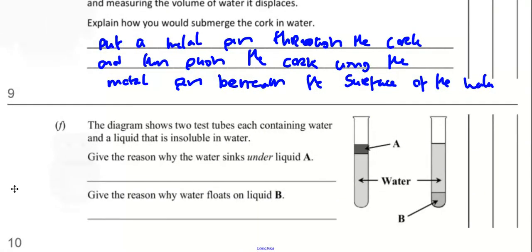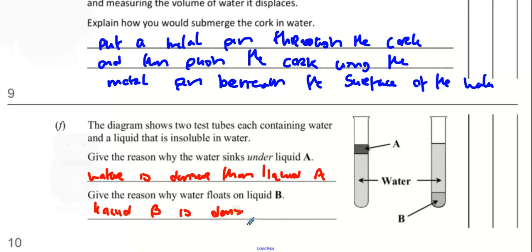Now we have liquid A and liquid B. Give a reason why the water sinks under liquid A. What you say is the water is denser than liquid A. Okay. Give a reason why water floats on liquid B. What you say is liquid B is denser than the water. Okay.